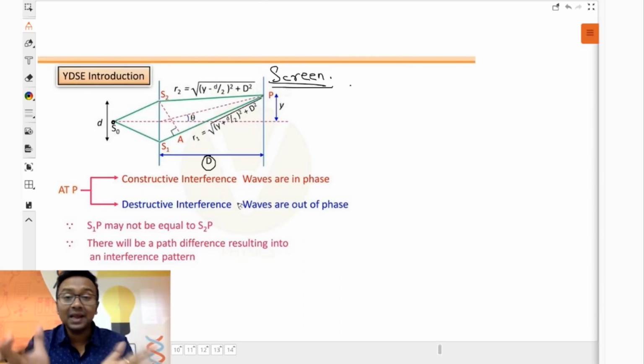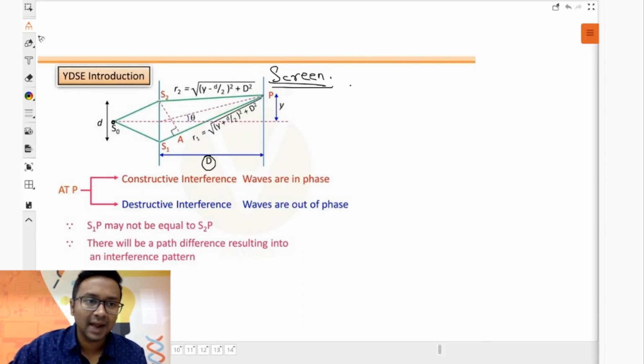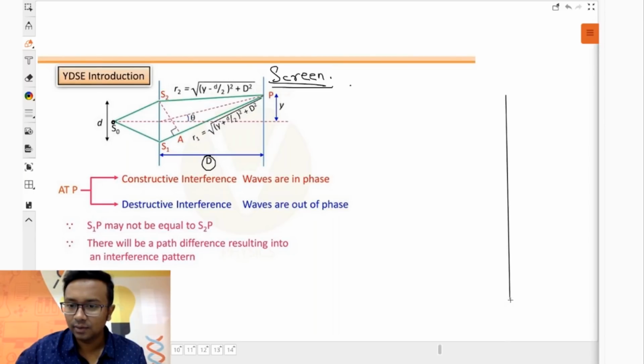And typically, what do we get? Typically, students, we have a very bright light at the center, which is known as your central maxima. So here at the center, what are we going to get? At the center, we are going to get a very bright light. So that is called your central maxima.